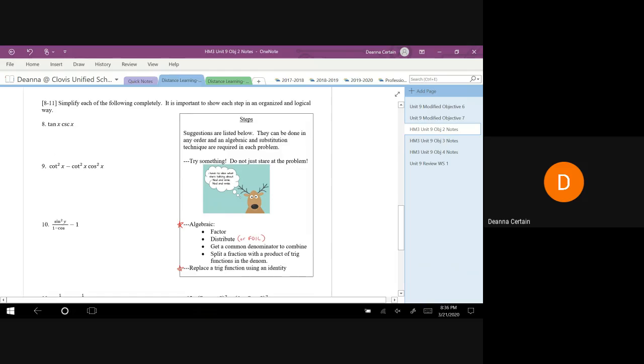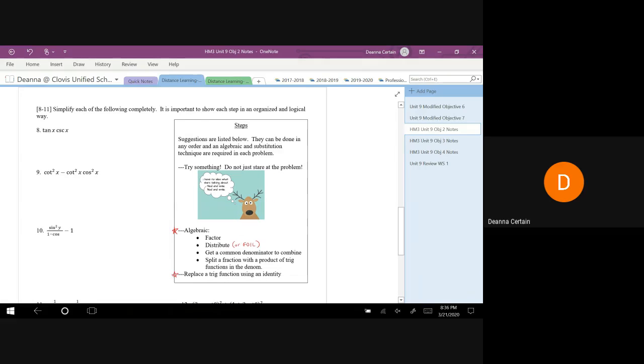So with each of these, my recommendation is, for example, on number 8, pause the video, try to see if you can simplify that tangent x cosecant x in number 8 down to one trig with a positive angle. And then restart the video either when you are stuck or when you have an answer that you want to check, whatever the case may be.